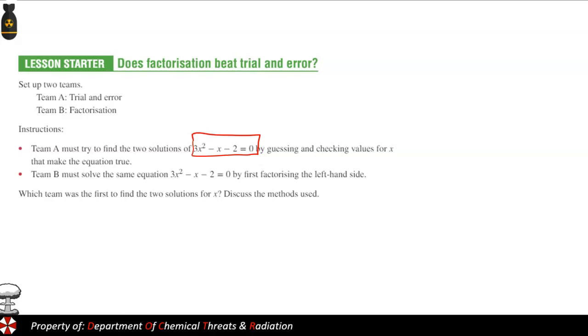The other team, I want them to factorize the left-hand side. So using a process that we've seen before, try and factorize this out. And I want you to see who comes to the solution first, who is actually faster. Discuss the process you used between your two teams.